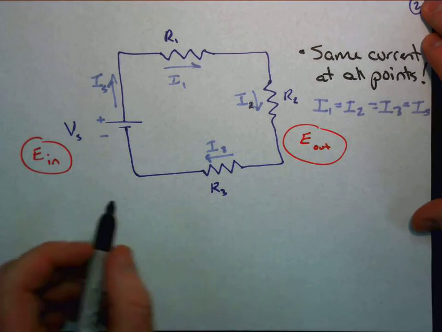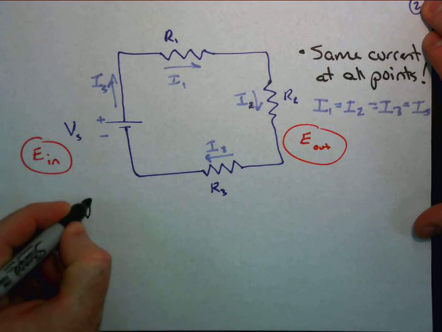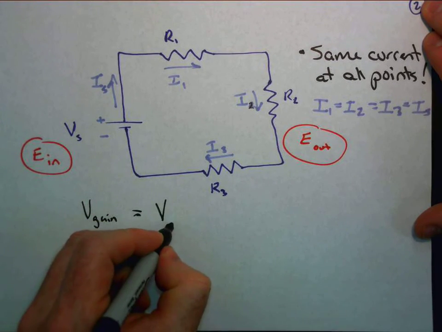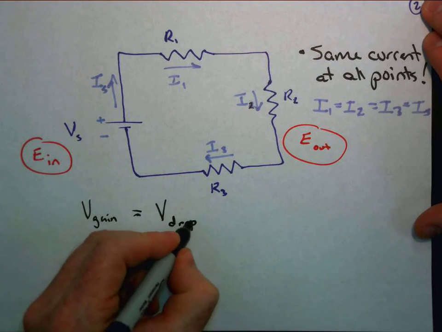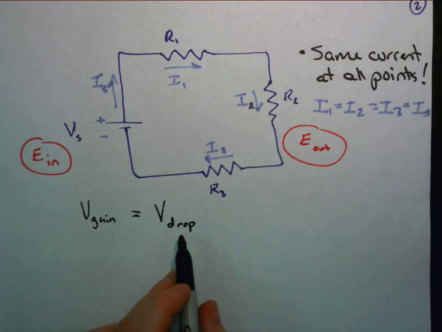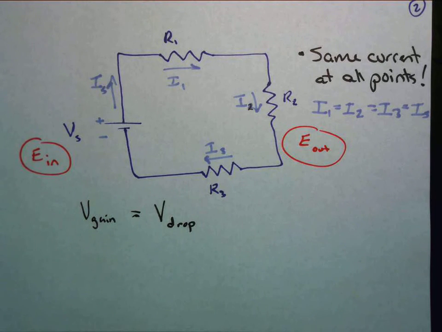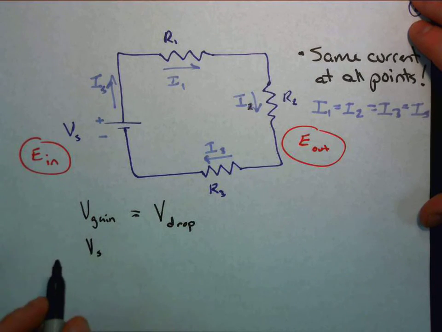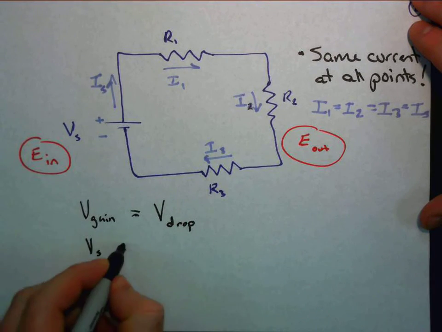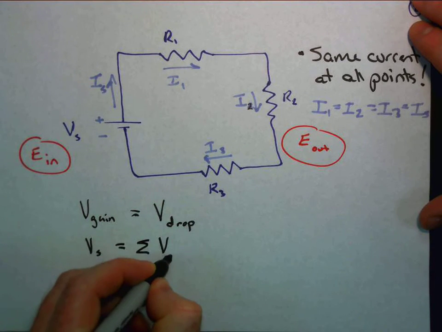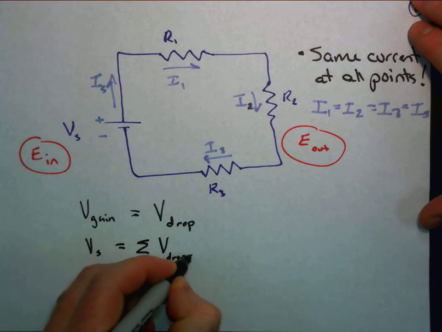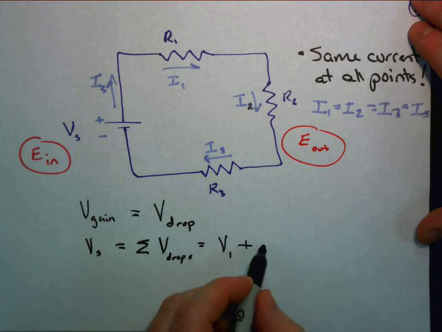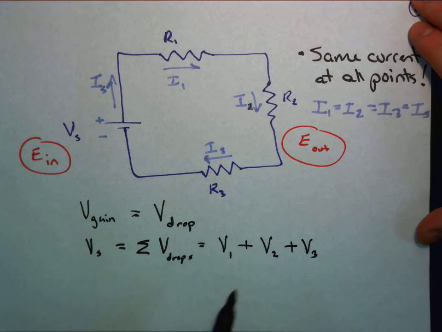Now, what we can say about all circuits is that the voltage gain equals the voltage drop. And we're talking about total amount here. Total amount of voltage gain and total amount of voltage drop will be equal. But we have a voltage source, which is our gain, and we have multiple drops here, so really the total drop is the sum of all the voltage drops, which equals voltage of R1 plus voltage of R2 plus voltage of R3.